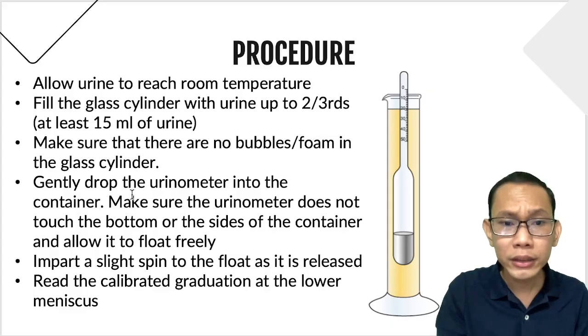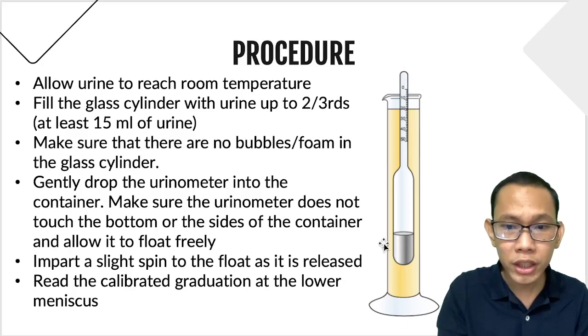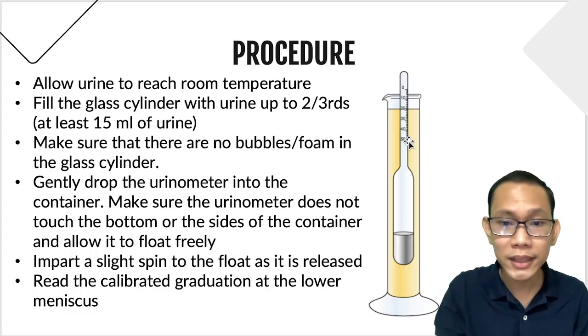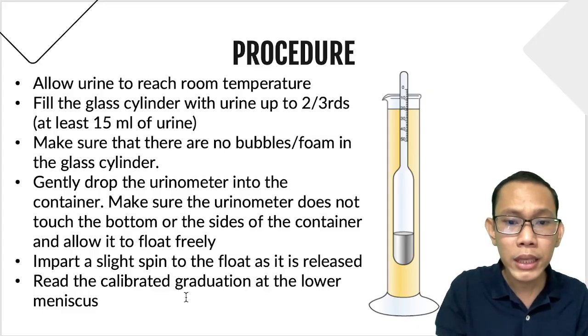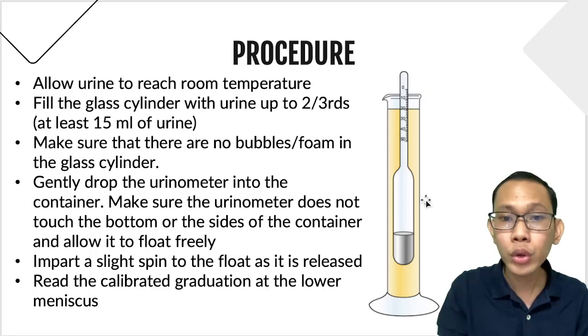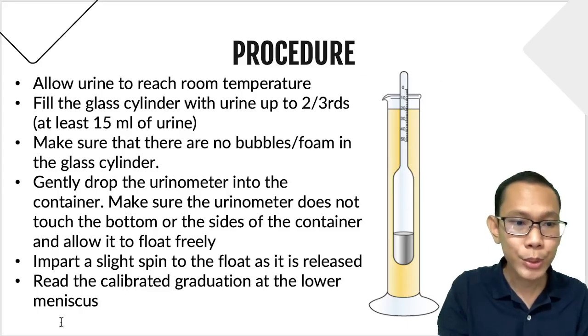And gently drop your urinometer. So you place the urinometer in there. Make sure that your urinometer does not touch the bottom of the container and allow it to float freely. Somehow, you have to impart a slight spin to the float as it is released. And then read the calibrated graduation at the lower meniscus. Again, you have to read it at the lower meniscus. I will provide a demo video of this procedure.